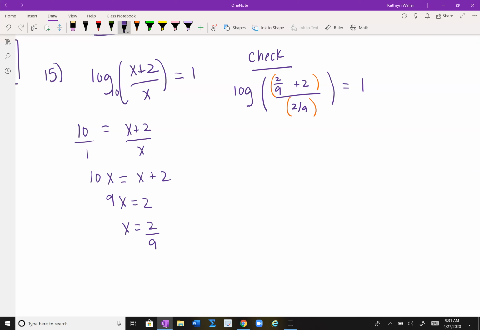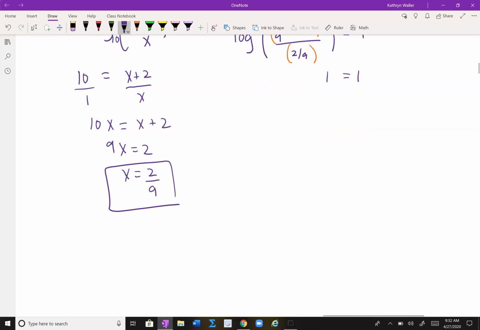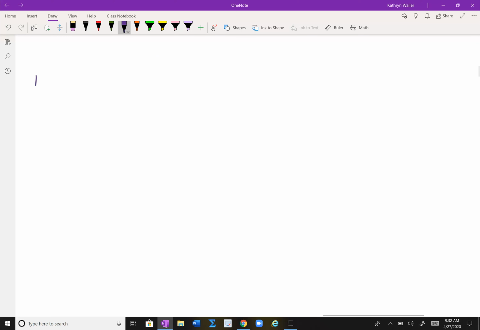Okay, I know the right hand side is a 1, and now I'm going to put the left hand side in my calculator. So I'm going to go log parenthesis 2 divided by 9 plus 2, close it, divided by parenthesis 2 divided by 9, close it, enter, and I got 1 equals 1. Totally checks out, 100%. Okay, question 16.